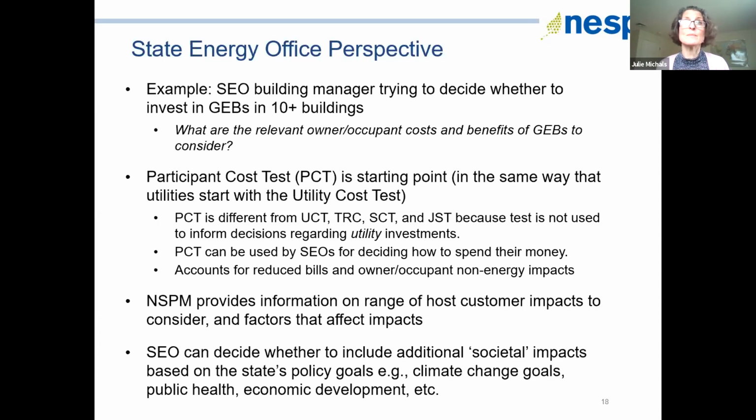And so if I have climate, greenhouse gas emission reduction goals or public health goals or economic development goals, all articulated in statute around the clean energy goals and the like, then maybe those should be accounted for in my analysis as well, and my contribution to that.